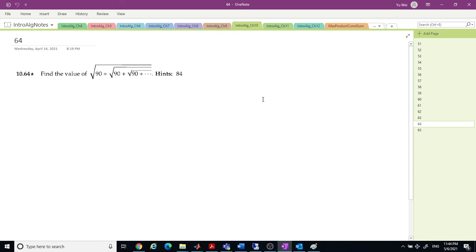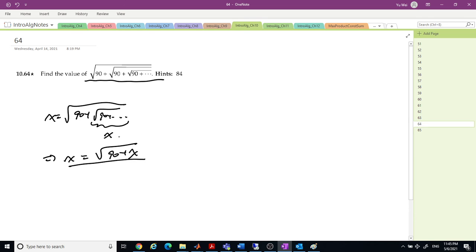Next, so this one is infinity. Okay, so this one we use the replacement. You can see if this is x, right, if x equals square root of 90 plus square root of 90 plus forever, always we can think this one is x. You can see this one is also x, so then we can construct the equation.